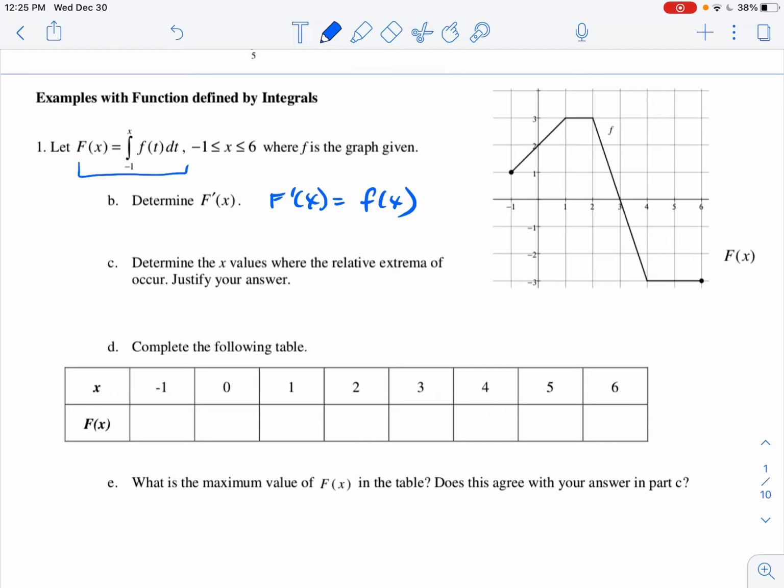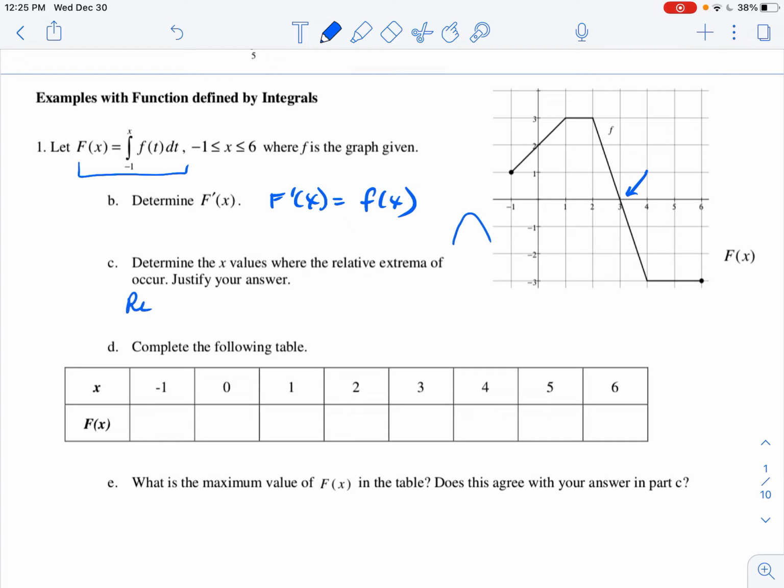Okay, so part C, determine the x value where the relative extrema occur. We know extrema occur when the derivative changes from positive to negative or negative to positive. And at an x value of 3, we can see that it's changing. And it's changing from positive to negative, so that means my function's doing this, which indicates a maximum.